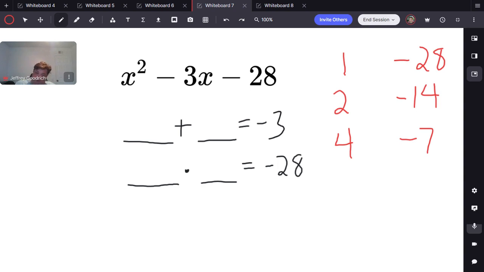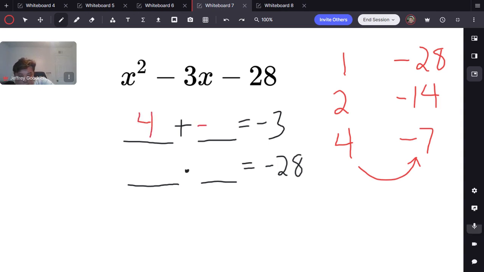5 doesn't go into 28. 6 doesn't go into 28. And then the next one would be 7, right? We loop around. We get that 7. So now we know we're done, right? Because once you loop around, you're out of factors. Cool.